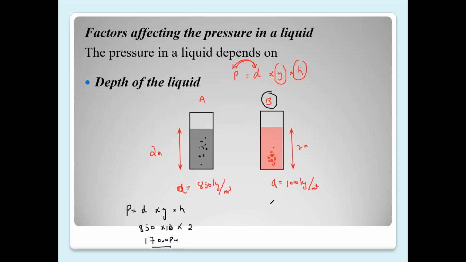What about pressure exerted by B? Pressure exerted by B is equal to density, which is 1000, multiplied by gravity, which is 10, multiplied by depth, which is 2. So when you multiply all these factors, this will be 20,000 Pascal. So liquid B is applying more pressure as compared to liquid A.